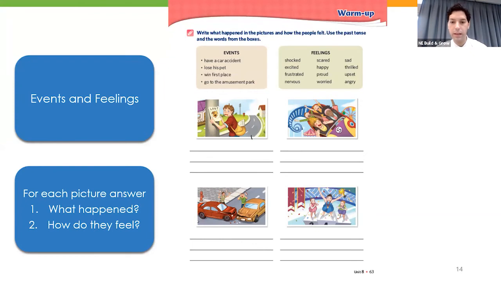So in the first box, we see events. So have a car accident, lose his pet, win first place, go to the amusement park. And here, what you're going to do is remind your students to use the past tense, because these are things that happened in the past, right? So we're going to conjugate all of these verbs: had a car accident, lost his pet, won first place, went to the amusement park. And then we're going to go through the feelings.